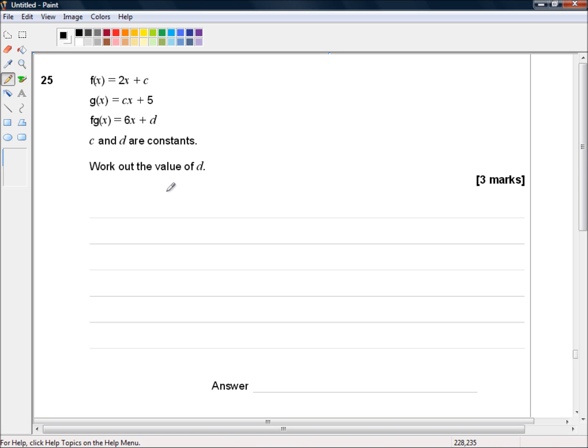Right, so we've got the function f of x equals 2x plus c, g of x equals cx plus 5, and the composition of f, or f composed g of x, is 6x plus d. c and d are constants. Work out the value of d.